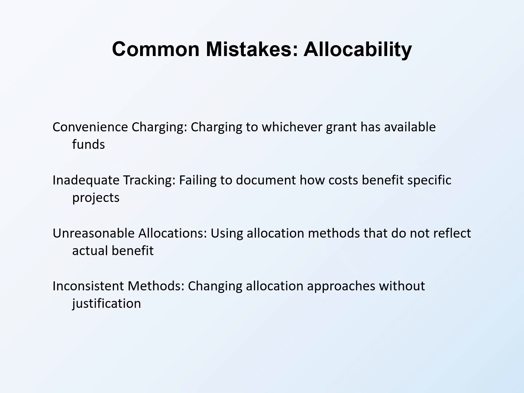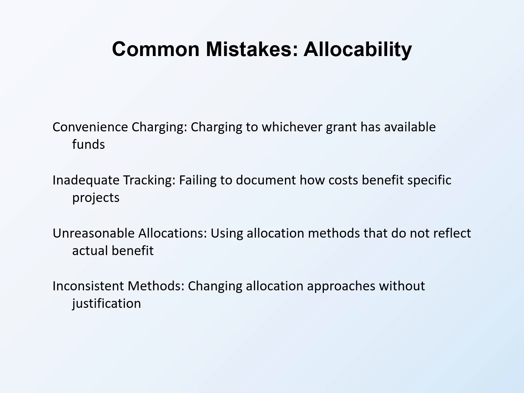Allocability mistakes often stem from convenience or insufficient attention to documentation. Recognizing common errors helps you maintain proper practices. Convenience charging means charging costs to whichever grant has available funds rather than to the project that benefits. This is improper regardless of intent. Each cost should be charged to the project it benefits, not to whichever budget can absorb it.